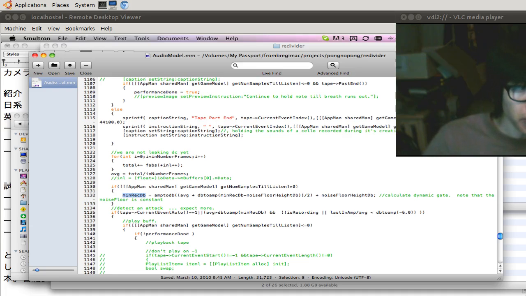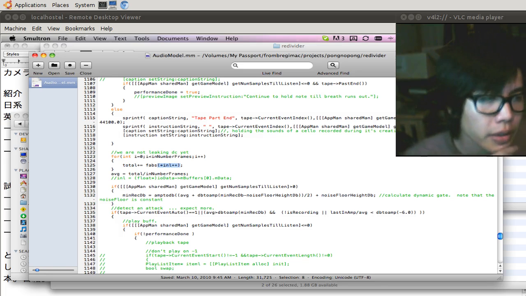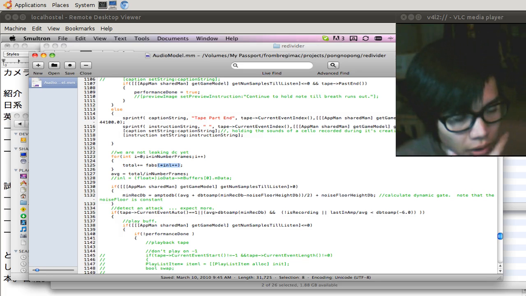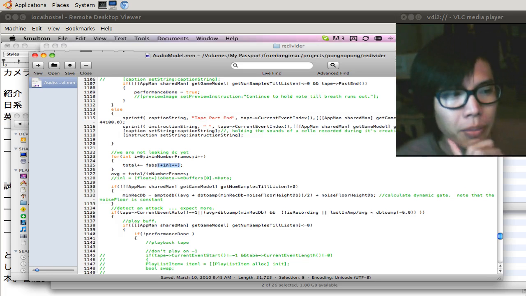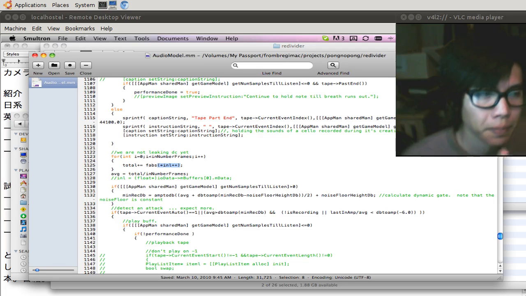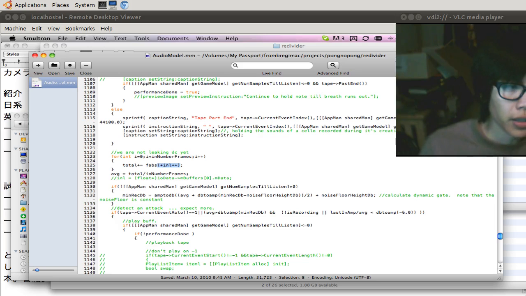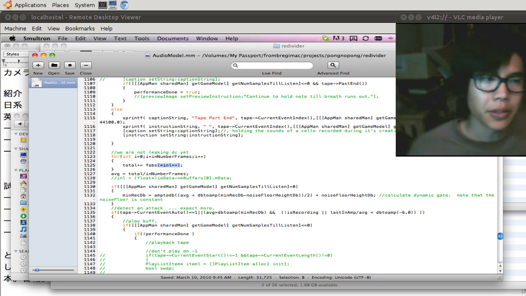So we set the minimum record dB to be an average, which looks like we compute a total, and that is just we just take the absolute value. Yeah, that's another way to do it. That could be a little better than what we're doing right now. So I might change over to this setup with an average, just the absolute value average.